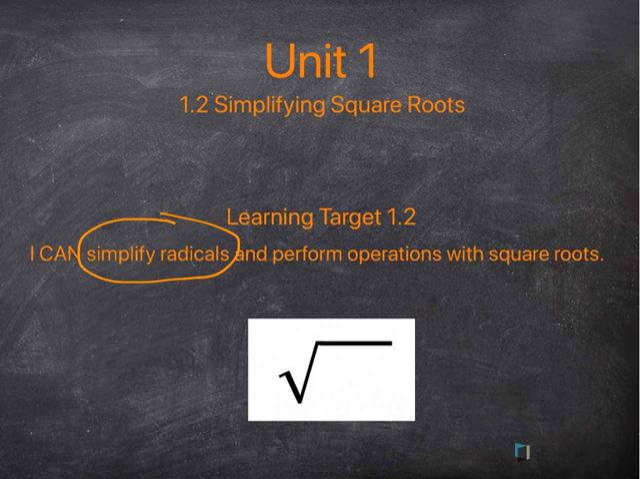And you've probably seen some of these back in 8th grade and worked with them before, but we're going to get a little more into it in this class and actually start doing some operations with them in the upcoming lessons. But again, for this lesson, we're just going to be focusing on the simplifying of square roots.